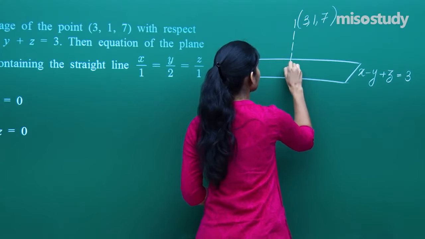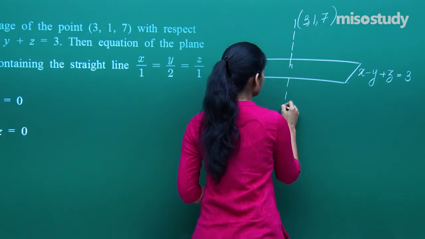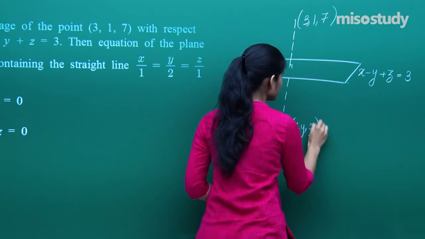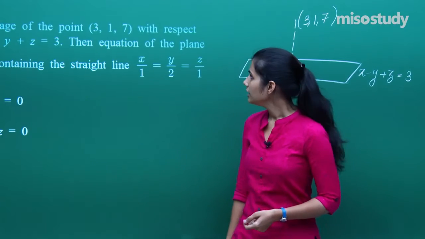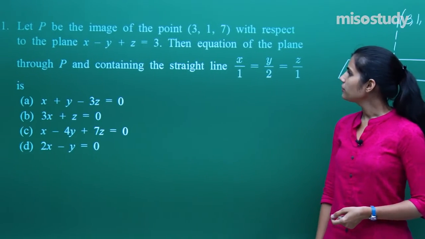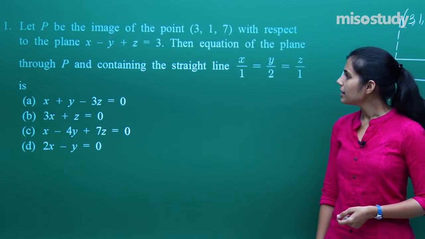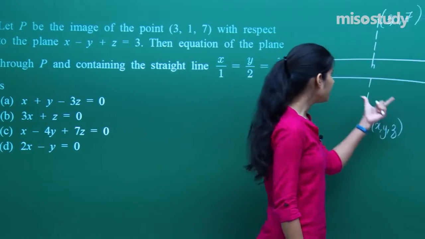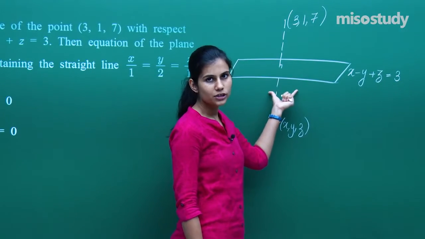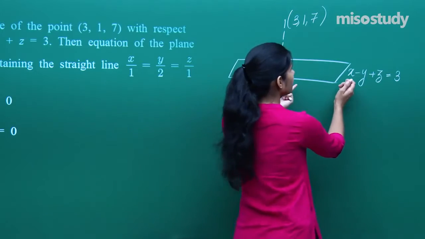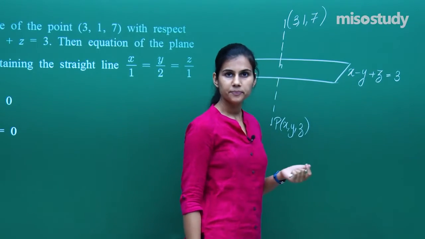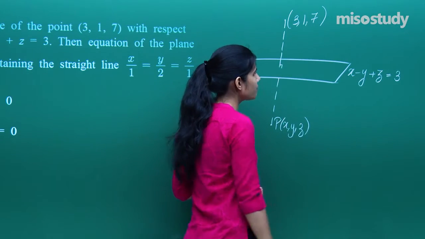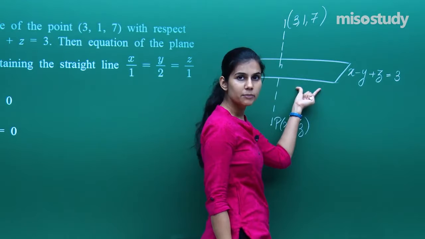Now, this is the perpendicular drawn from the point to the plane, and I want to talk about its image. Say it's point P (x, y, z). Let P be the image of this particular point with this plane, then what is the equation of the plane passing through P and containing this particular straight line? Now if this is the plane, what is the equation of the normal to this plane? It is 1 i cap minus j cap plus k cap, right? I am talking about the straight line which is passing through this point and is normal to this particular plane.